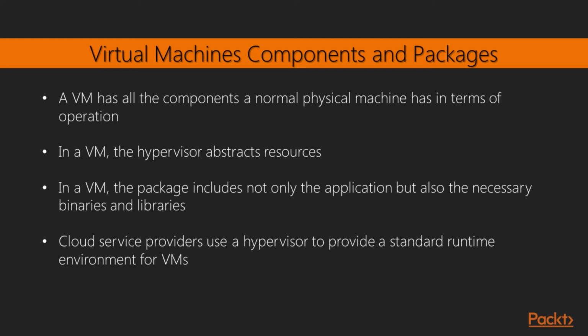In a VM, the hypervisor abstracts resources. In a VM, the package includes not only the application, but also the necessary binaries and libraries, and an entire guest operating system. For example, CentOS 6.7 and Windows 2003. Cloud service providers use a hypervisor to provide a standard runtime environment for VMs. Hypervisors come in Type 1 and Type 2 categories.